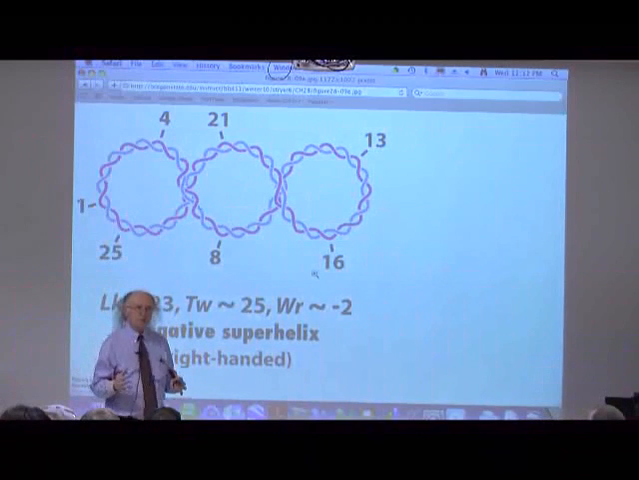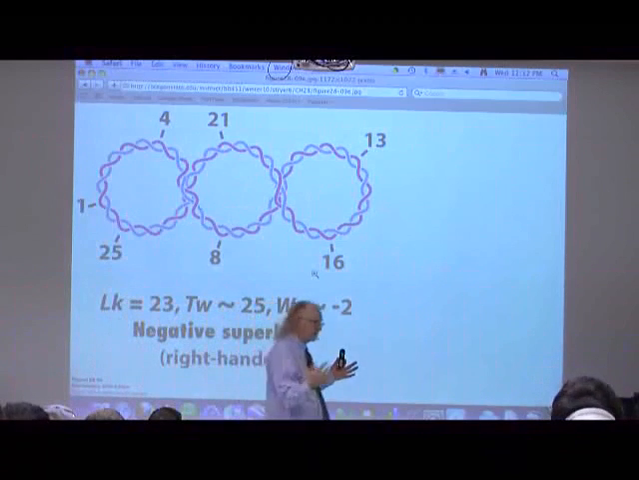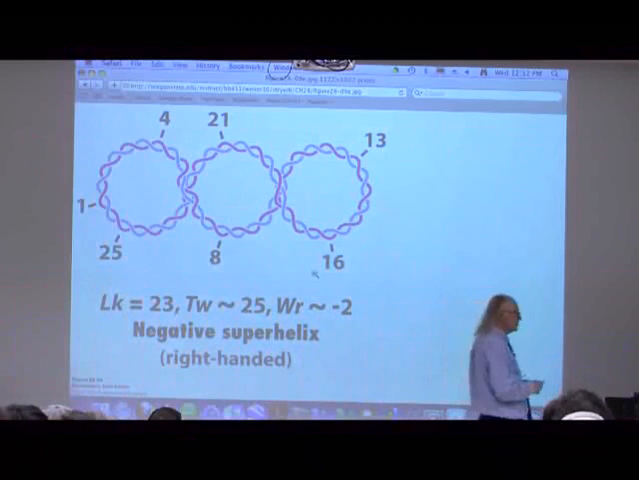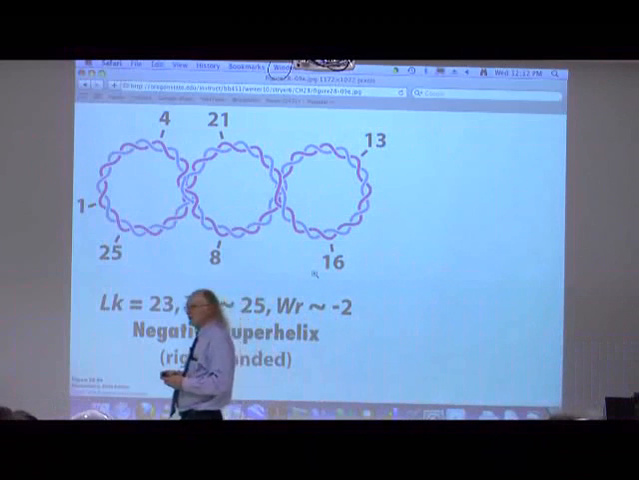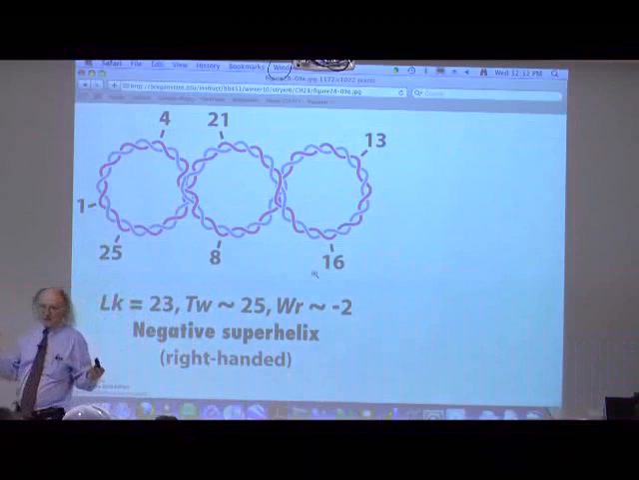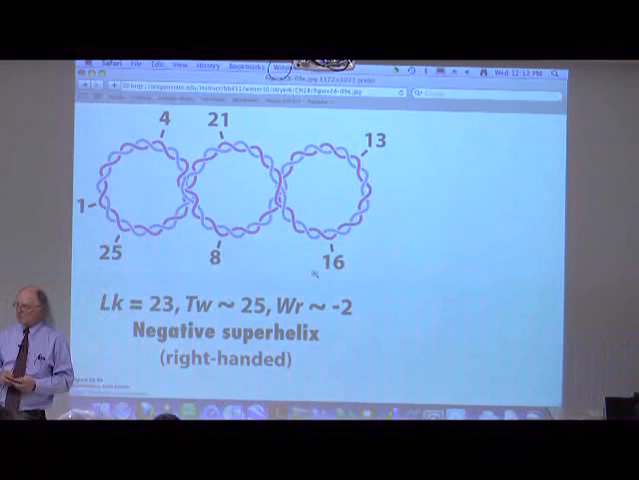The superhelical turns are a thing we call writhe. W-R-I-T-H-E. A DNA molecule writhes in order to allow twisting, or in some cases untwisting, to occur to get back to 10.5 base pairs per turn.